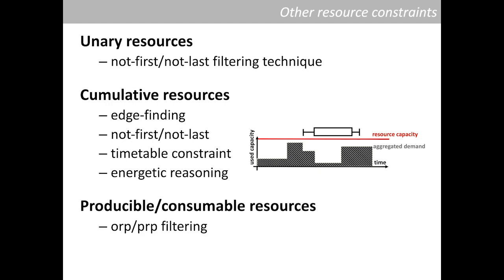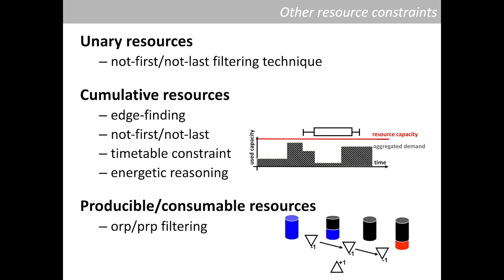About the producible consumable resources, there are techniques like ORP and PRP filtering, optimistic resource profile and pessimistic resource profile. They are basically working like this. So let's assume we have a resource with capacity 2. And we have 3 activities that are consuming this resource. So these are the triangles pointing down. And we know the sequence of these activities. And there is also one activity that is producing this resource, the triangle pointing up with the plus one symbol. But we don't know where this activity is located.